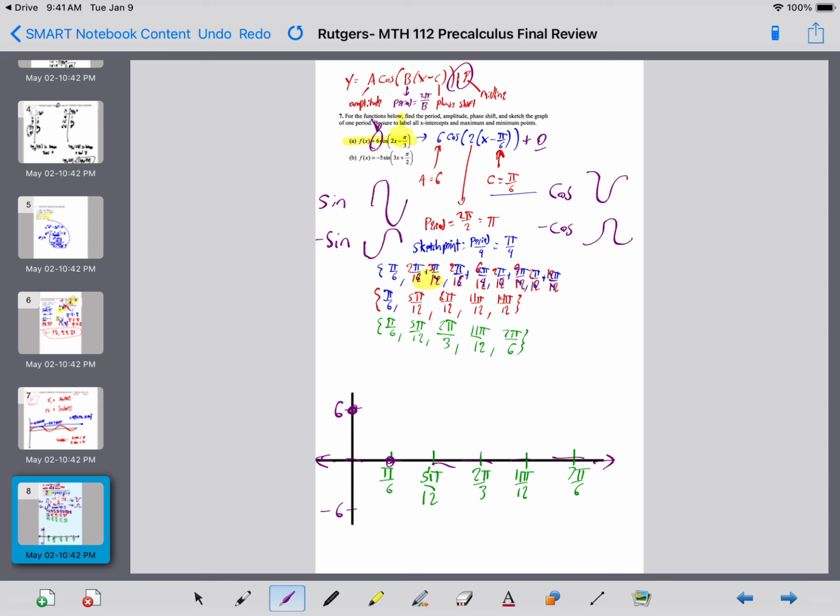Oh, I didn't start at pi over 6. Start at pi over 6 at the maximum, go to the midline, go down to the minimum, go back to the midline, and go to the maximum. And then try to draw a smooth cycle. And there we go. That's one full period of your cosine function that's given. Okay? So now, let's do sine.